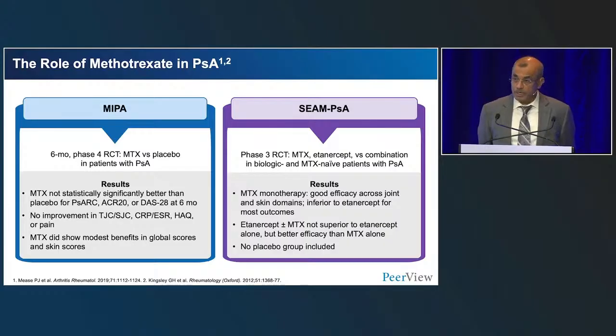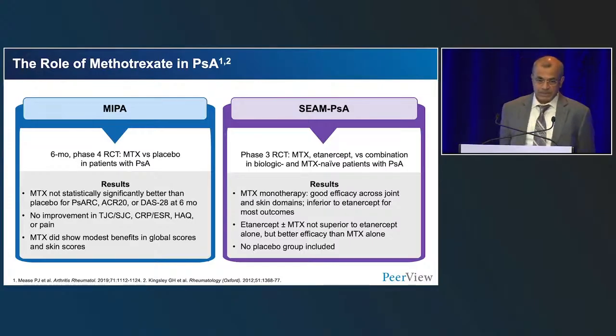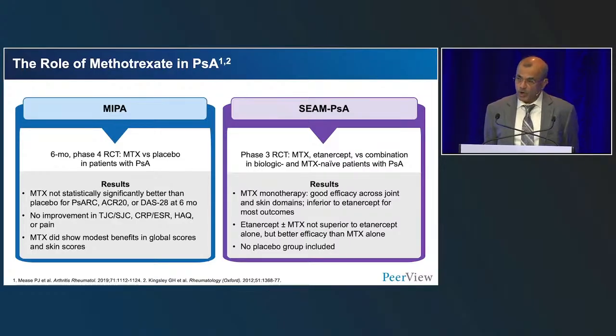There was no improvement, strangely enough. Tender joint counts, swollen joint counts, CRP. I shouldn't say no improvement, there was some improvement. It was not statistically significantly different than the improvement in the placebo group. That's what it means, in tender joint count, swollen joint count. All of us use methotrexate all the time for treating psoriatic arthritis. Most of it is based on our experience of using methotrexate in rheumatoid arthritis.